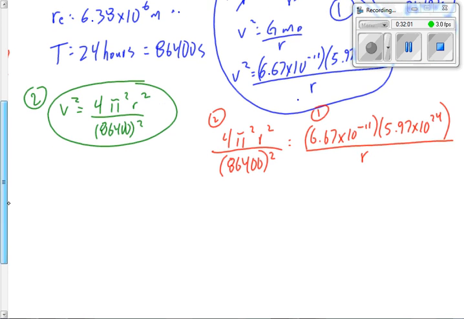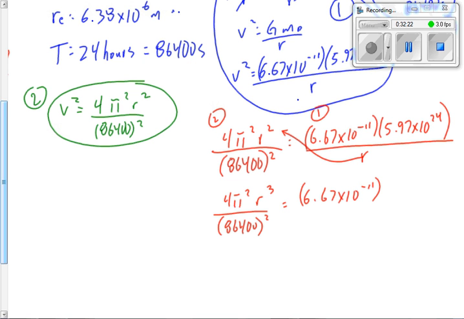Let's solve for r. We've got to combine them. It becomes 4 pi squared r cubed, because this r goes up by multiplying, right? Over 86,400 squared equals 6.67 times 10 to the minus 11 times 5.97 times 10 to the 24.